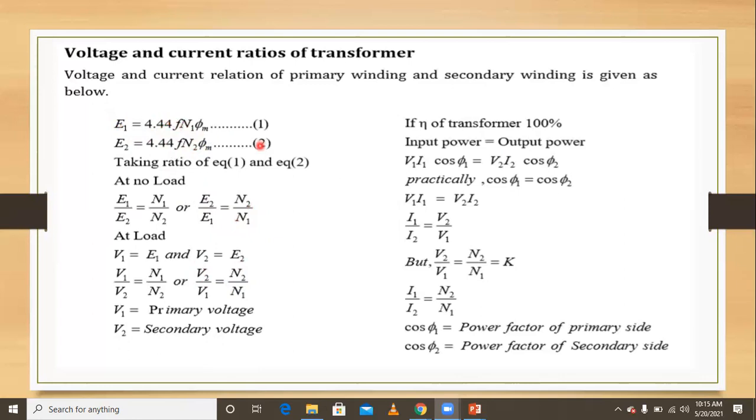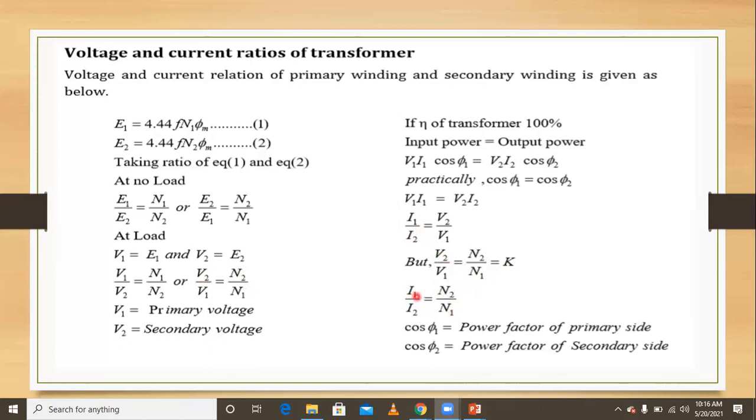But V1 I1 is equal to V2 I2, so I1 by I2 is equal to V2 by V1. So I1 is inversely proportional to V1. And V2 by V1 is equal to N2 by N1, which is called K. K is called the transformation ratio. So V2 by V1 is N2 by N1, and that is equal to I1 by I2.